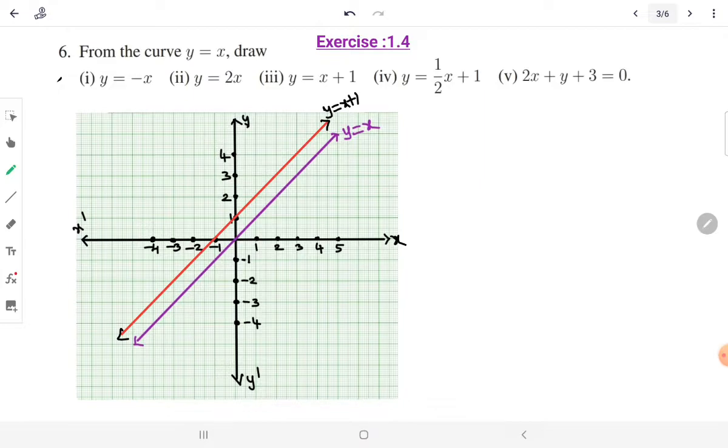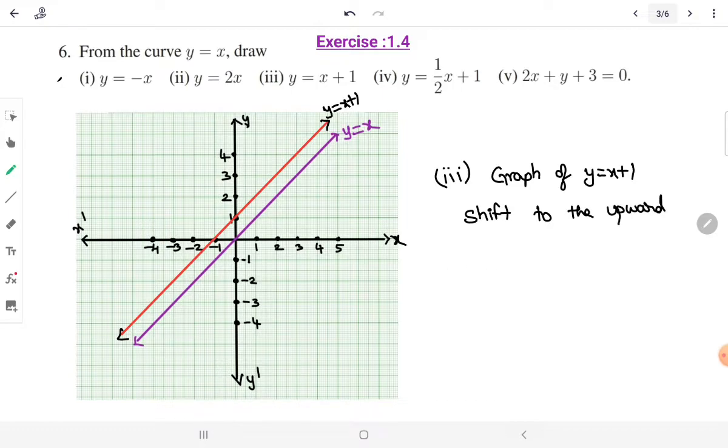From this, how can we write the third subdivision? The graph of y is equal to x plus 1 shifts upward by 1 unit. Okay, so this is the third subdivision.